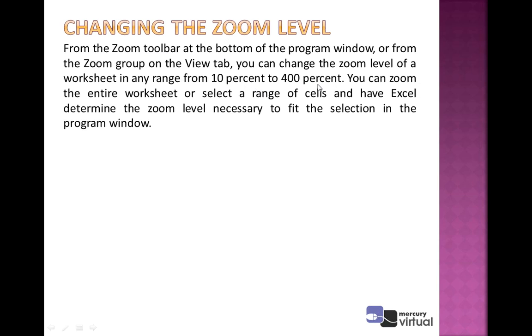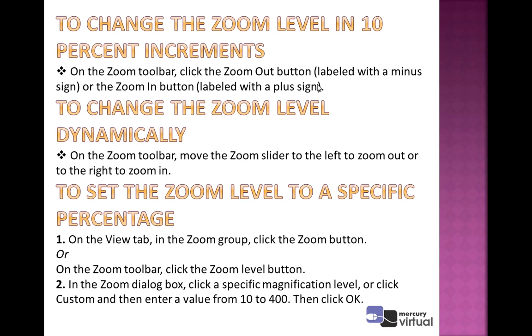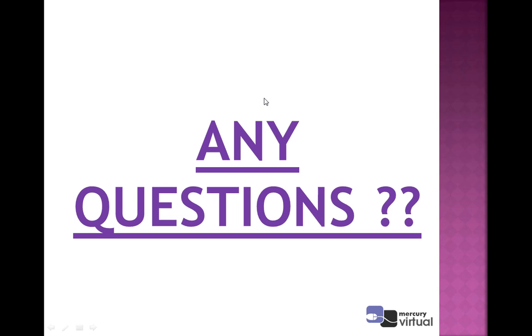And how we can change it: simply click on the zoom slider button and we can change the percentage level from the up to the down. This is how to change the zoom level in 10% increments, how to change the zoom level dynamically. That's all for the yesterday session.